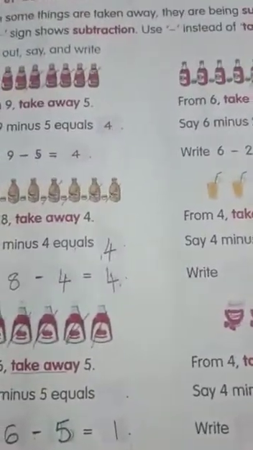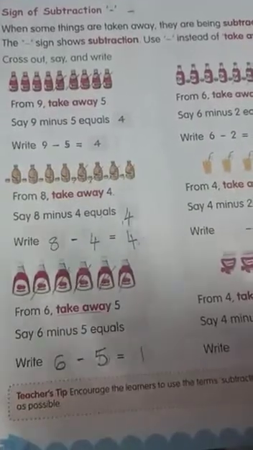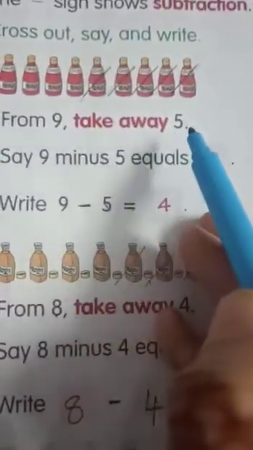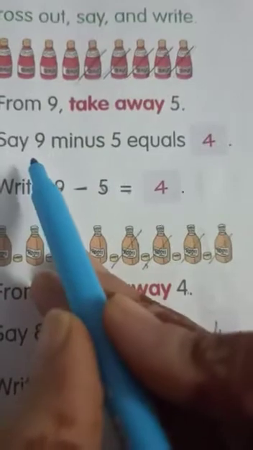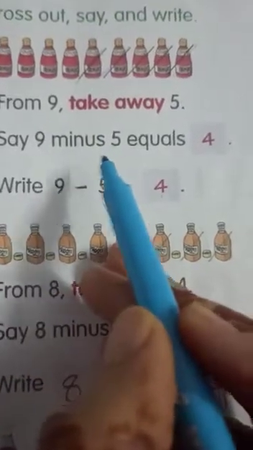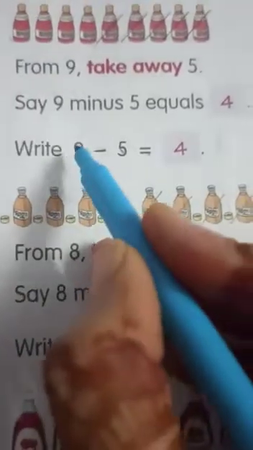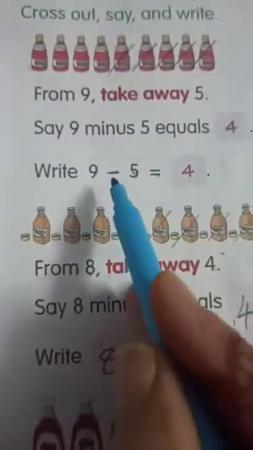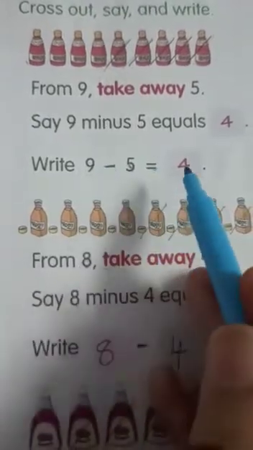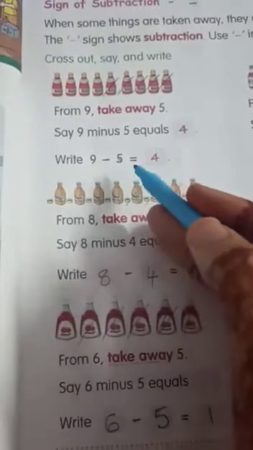The sign of subtraction is minus. How will we say this? See, from 9 take away 5. That means 9 minus 5. 9 minus 5 equals 4. How will we write it? 9, the sign of subtraction is minus, 5 equals 4. We will read it as 9 minus 5 is equal to 4.